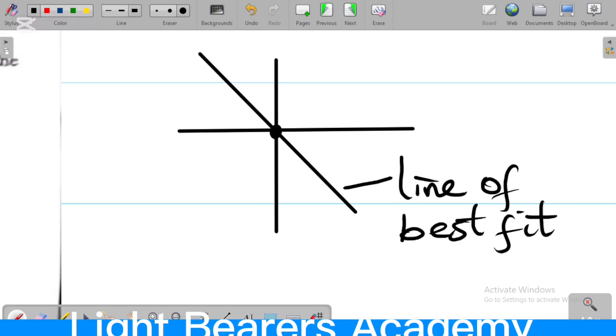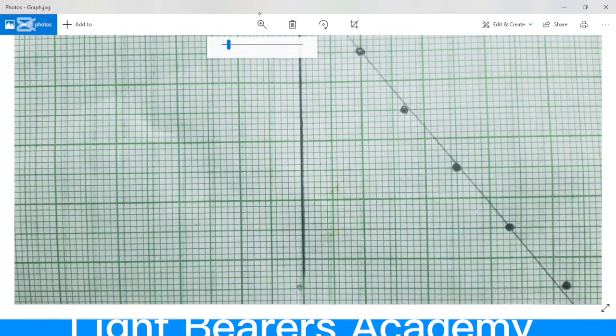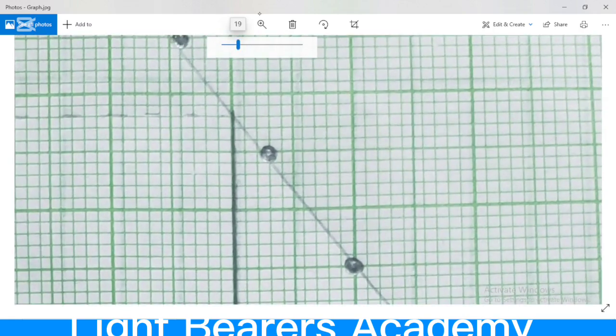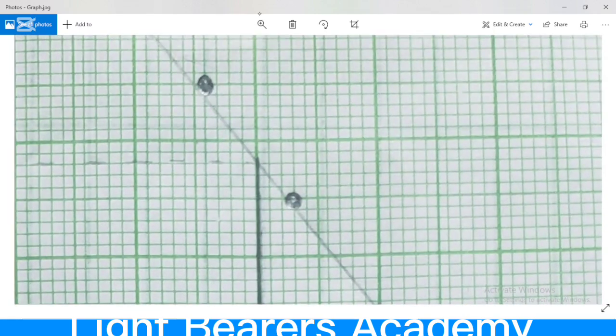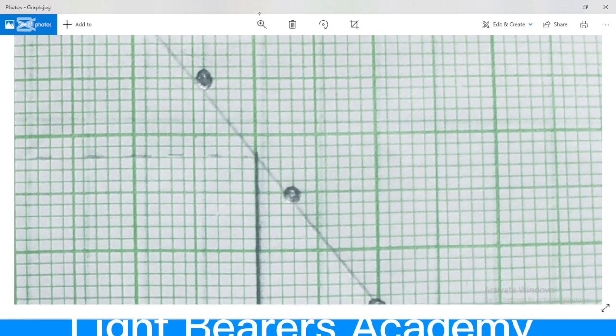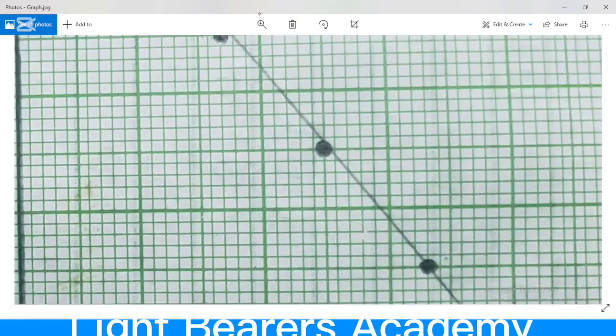So let's check the graph. All right, so this is the graph. If you look at the graph very well, you can see that the line of best fit, the horizontal line, and the vertical line meet at this point. They all meet at this point. So we mark this point. Let's come down.